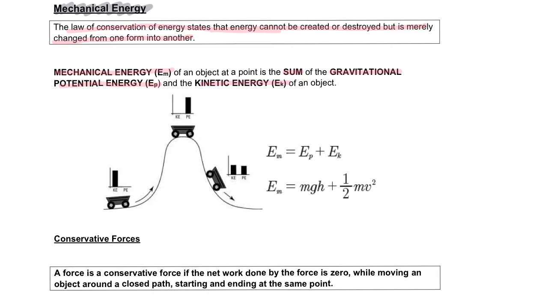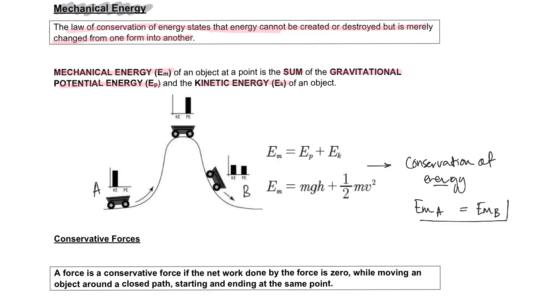So that leads us to two things. One is that if I have a system, I must have conservation of energy. And if I have conservation of energy, then I know that my mechanical energy at point A must be equal to my mechanical energy at point B. So I must have that conservation of energy.